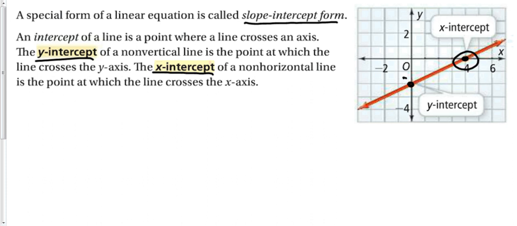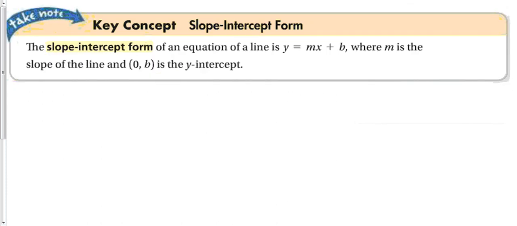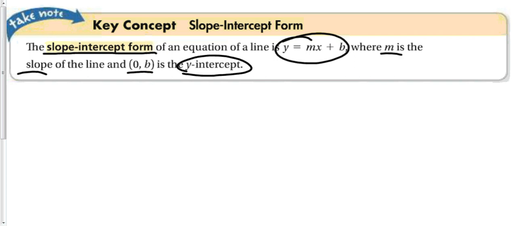In slope-intercept form, we're concerned primarily with the y-intercept. So slope-intercept form is this equation: y is equal to mx plus b, where m is the slope and 0 comma b is the y-intercept. So that means whatever number b is going to be my y-intercept, and whatever is in front of the x value is going to be my slope.